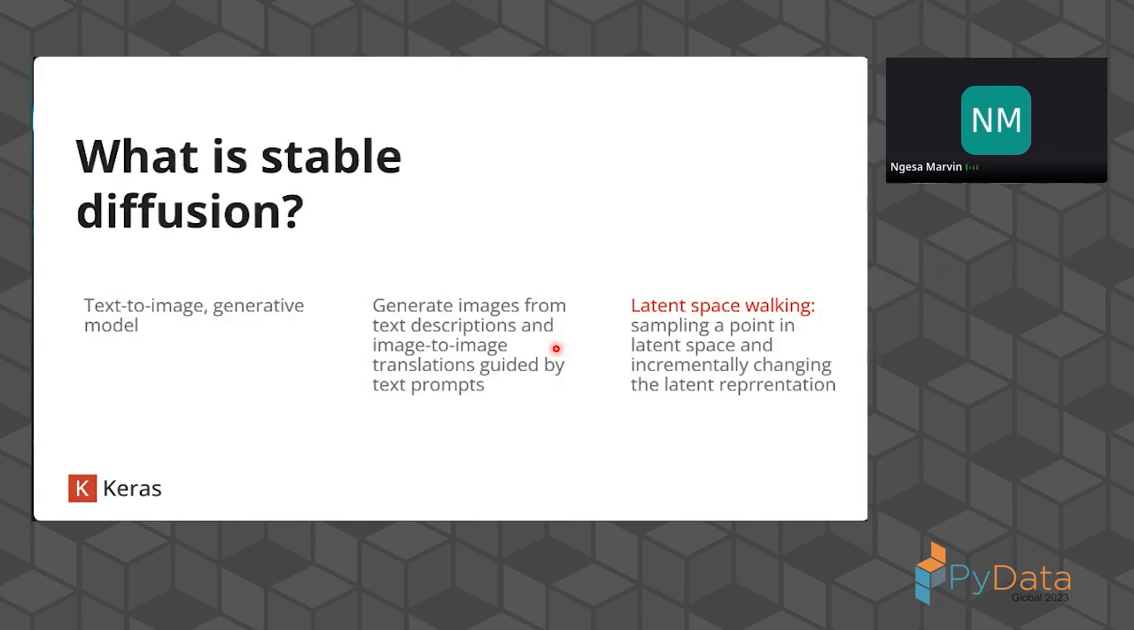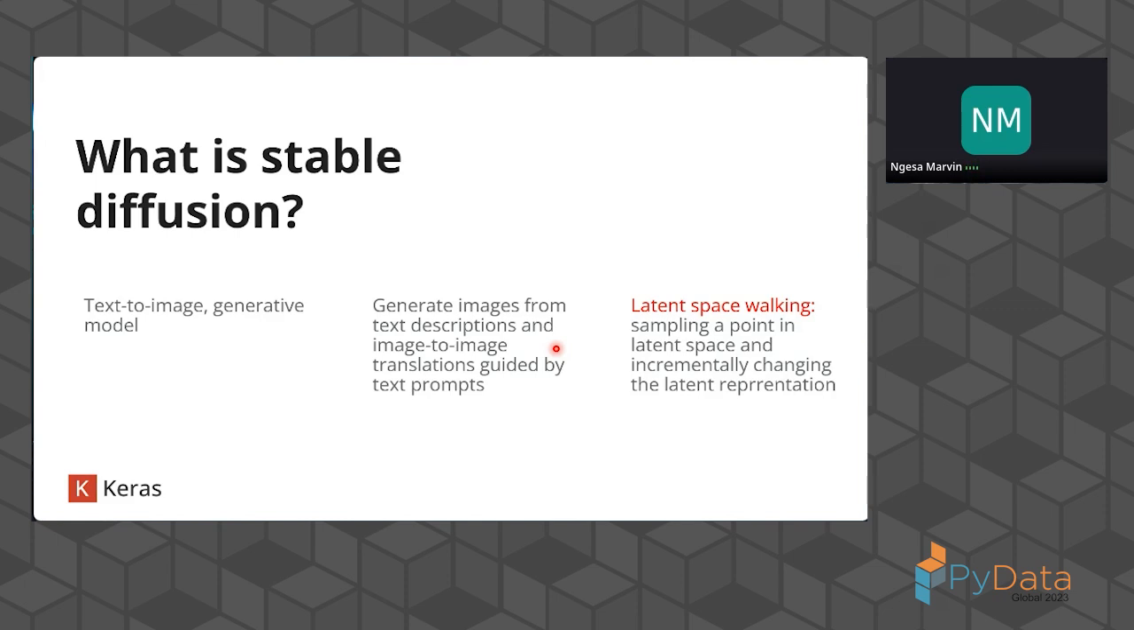And this is almost how Stable Diffusion works. These are key concepts in Stable Diffusion. And Stable Diffusion is ideally a text-to-image generative model. It uses text descriptions to generate images, or do image-to-image translation, but you guide it with prompts.